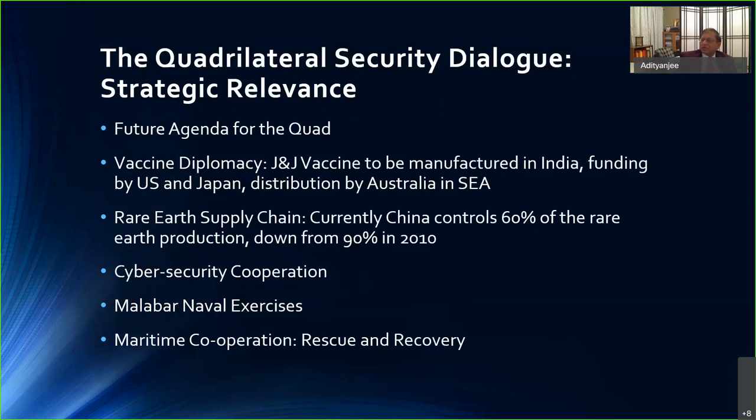There'll be cybersecurity cooperation. Of course, Malabar naval exercises were there. There may be some maritime cooperation with a focus on humanitarian assistance because the Indian Ocean region is prone to tsunamis. So that is, you know, the initial experience that brought the Quad together.